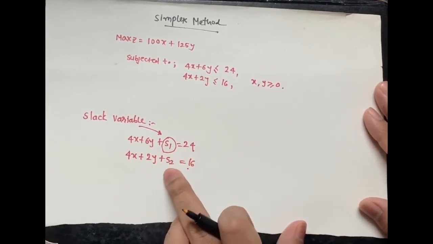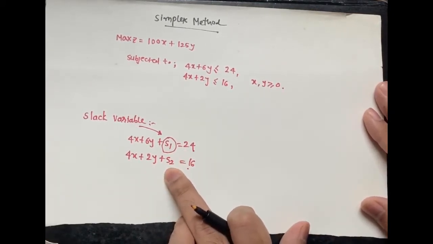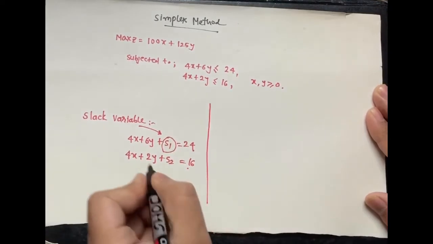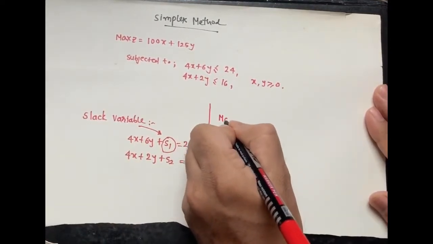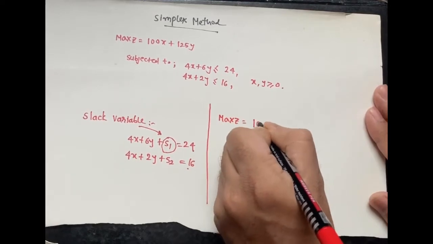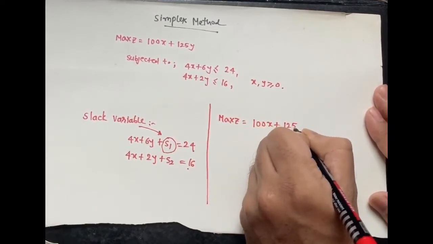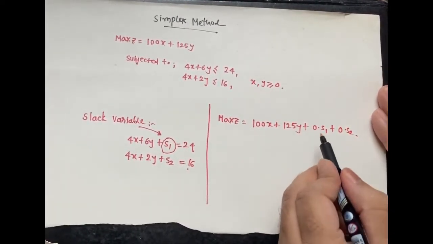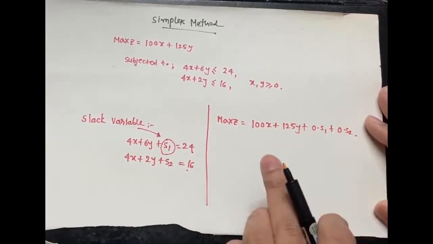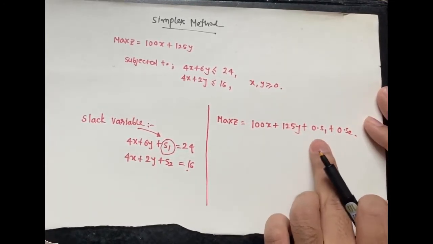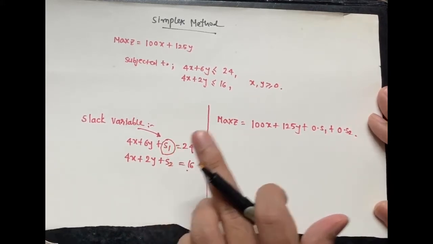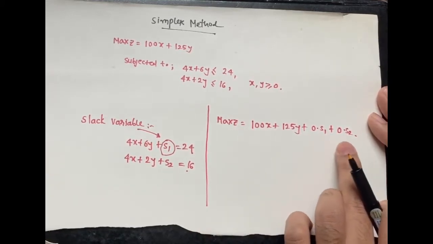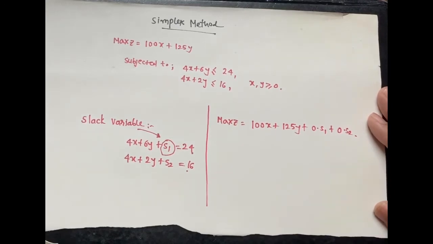Now as I have introduced two extra variables, it becomes essential for me to rewrite my objective function, because now I have 4 variables instead of 2. So if I rewrite my maximization function, max z equals 100x plus 125y plus 0 s1 plus 0 s2. The coefficients of s1 and s2 in the objective function are taken as 0, because s1 and s2 are my slack variables, they are imaginary variables, they are not contributing towards maximization of the function, hence their coefficients are considered as 0.